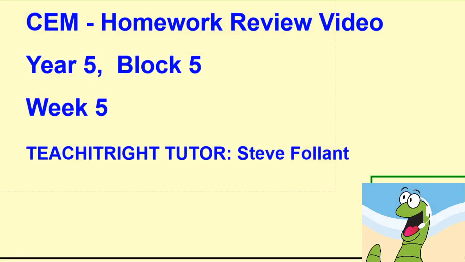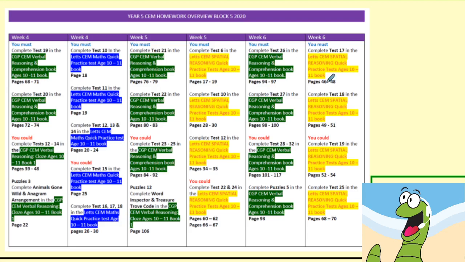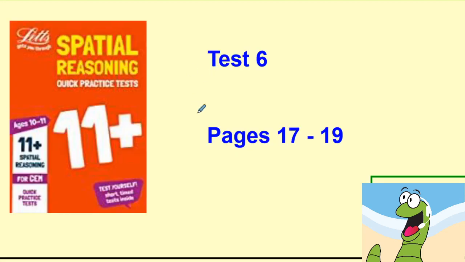Right, so, as I said, CEM homework book review. And the ones we are doing today will be these ones here. Don't forget that these are for someone at home to mark with you and go through. The book you will need is this one. It's test 6 and it's pages 17 to 19. We'll go through each of the tests in turn.